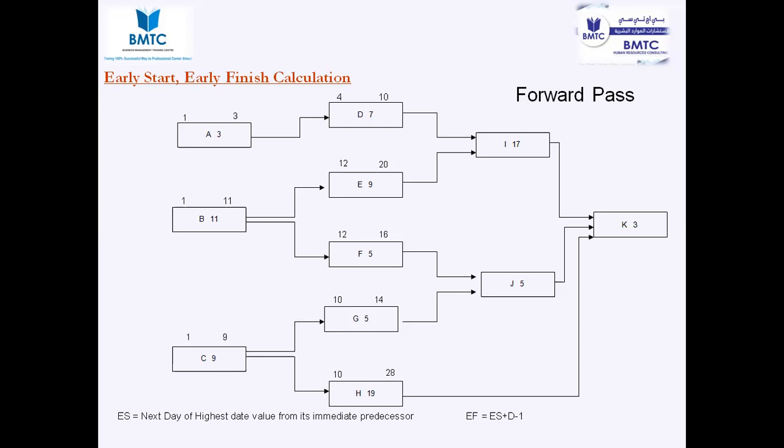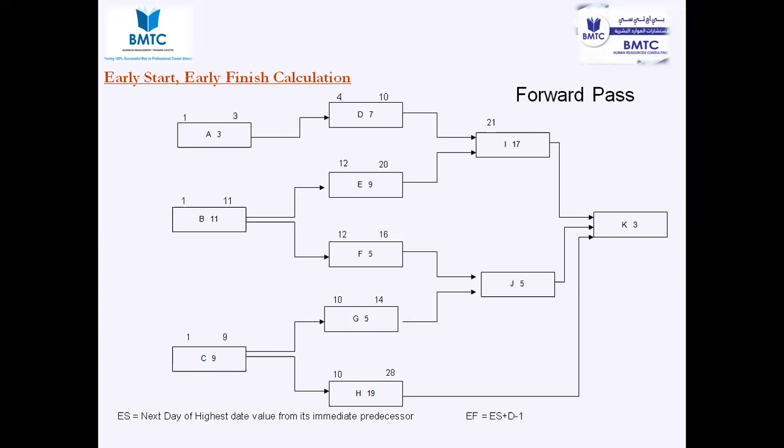Now, we are doing the forward pass calculation. You see that two activities are merging into a single activity. So which activity's early finish has to be considered? Highest or lowest? Highest. So what is the highest? E, right? 20. If E is going to complete its early finish on 20, when does I have to start? 11th day or 21st day? 21. Similarly, the same logic is applicable for J.